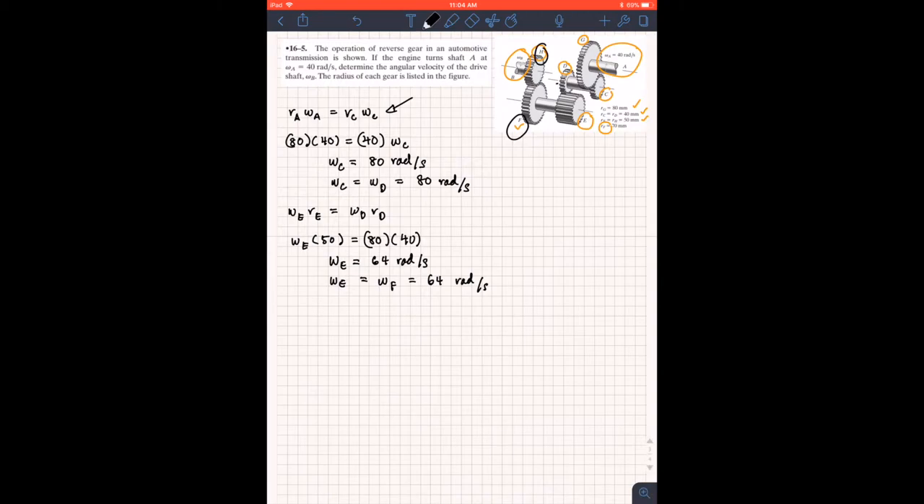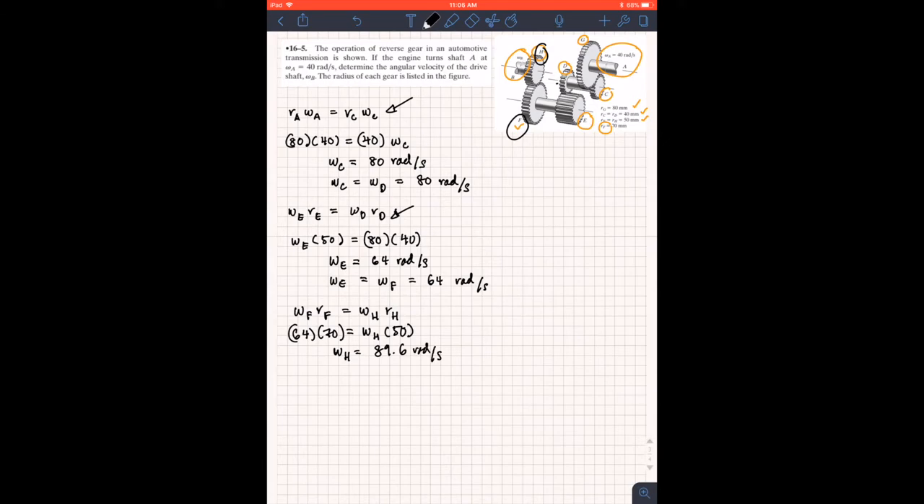Next, we are moving to H. We follow the same pattern: omega F times radius of F equals omega H times radius of H. We have 64 here, and the radius of F equals 70, and then omega H is unknown, and we have the radius of H, which is 50. When we finish calculating, we are going to have 89.6 radians per second.